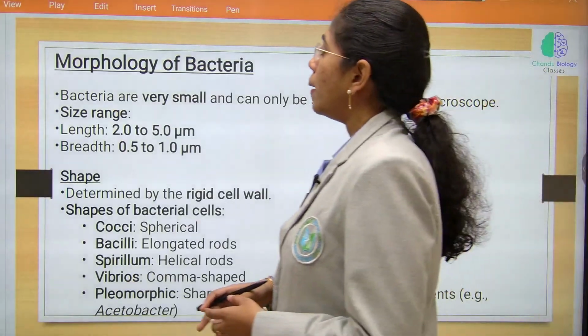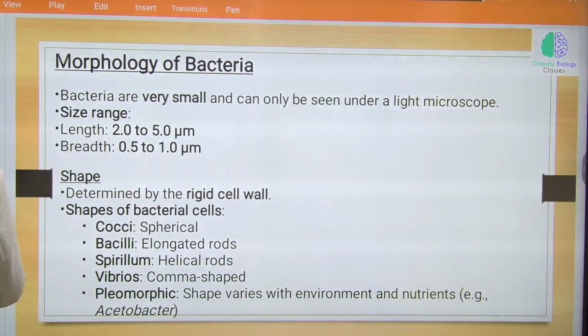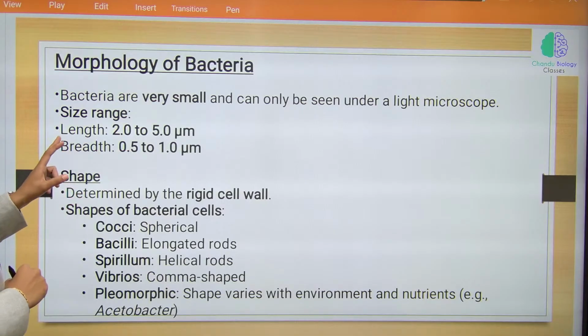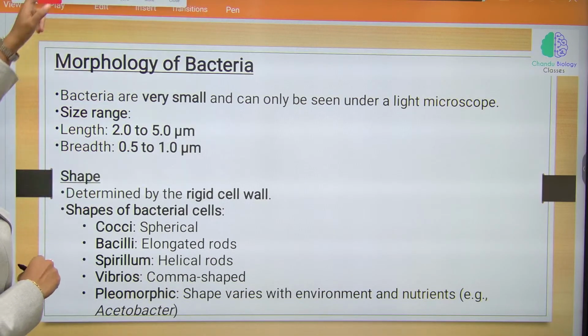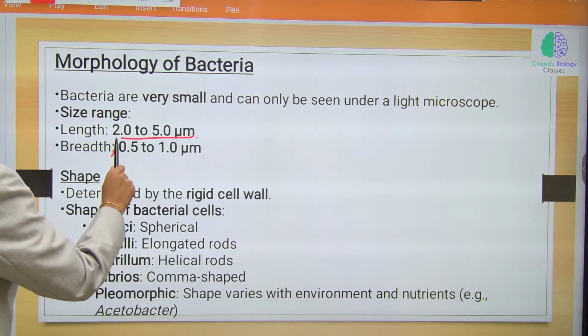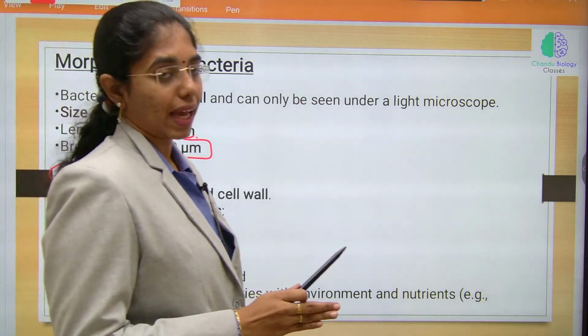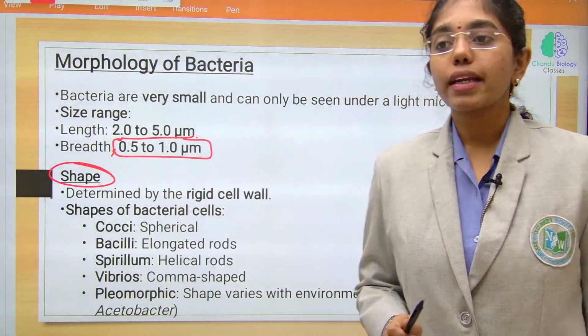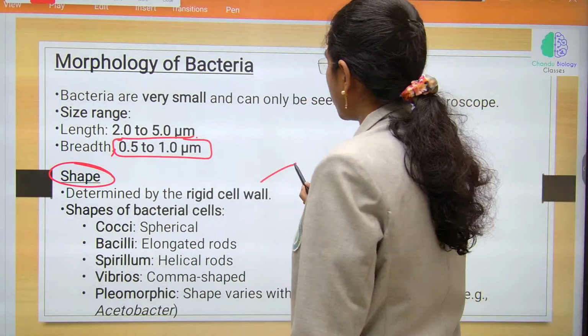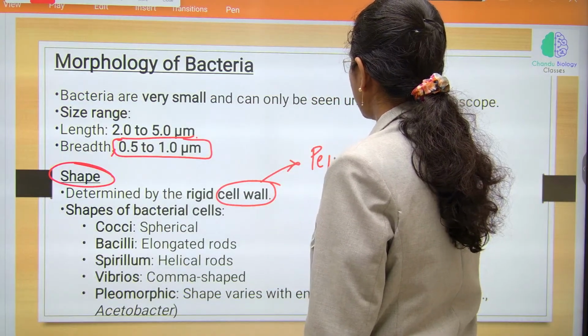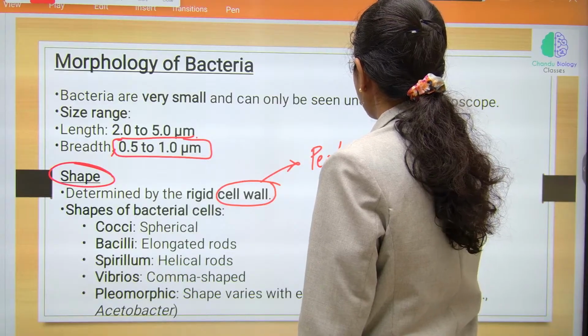Fine then. Morphology of bacteria. The length of bacteria can be 2 to 5 micrometers, and the breadth is 0.5 to 1 micrometers in diameter. The shape of bacteria is determined by the rigid cell wall it has. And the cell wall of bacteria has what composition? Peptidoglycan. The bacterial cell wall has peptidoglycan in its composition.